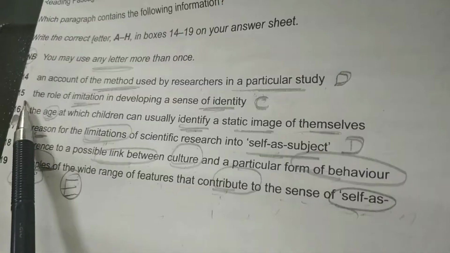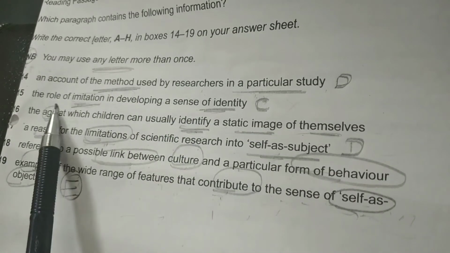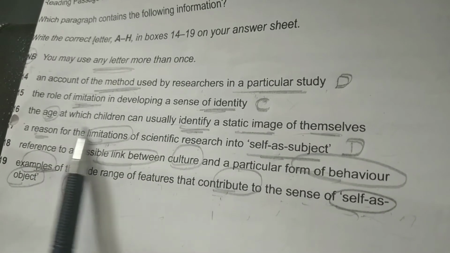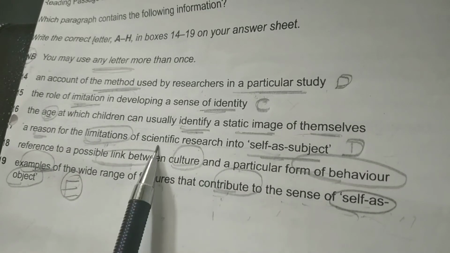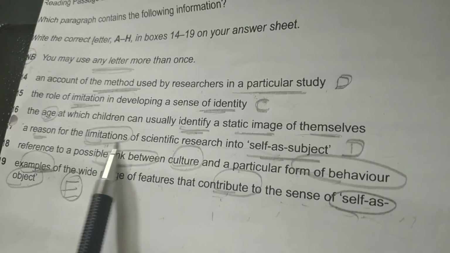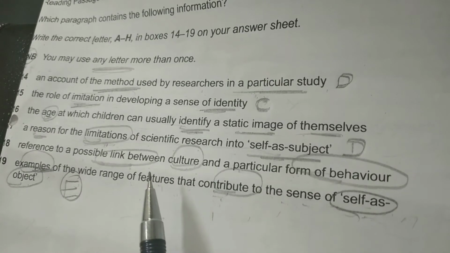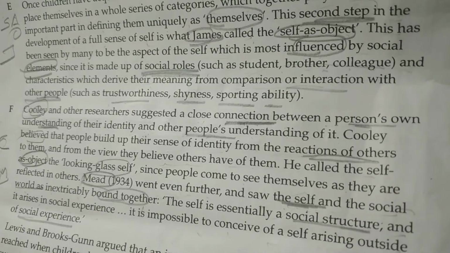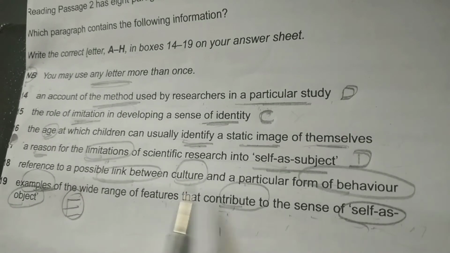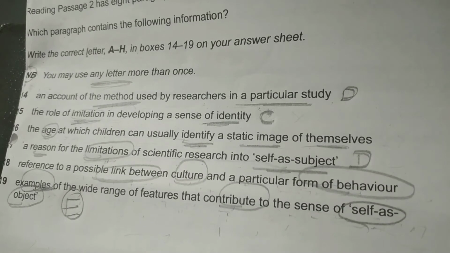Okay, now let's go to the question. Now I can go very fast. An account of the method. No, there is no mention of method in a particular study. No, the role of imitation. No, the age. No, there was no mention of age. The reason for the limitations of the scientific research itself as a subject. I don't think there was any kind of mention of limitations. Reference to a possible link between culture and the particular behavior. Yeah, there was a link, there was a connection. See, the connection was what? The connection was between a person's own understanding and the understanding of other people. There was no mention of a connection between culture and the particular behavior. So here we need to do elimination. So F is not the answer for 18 also.